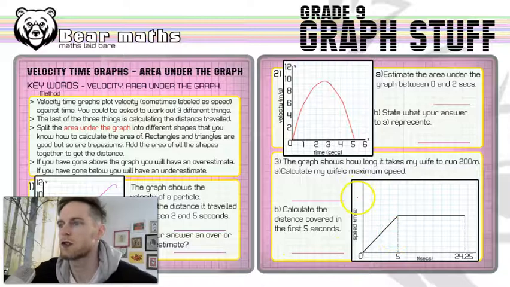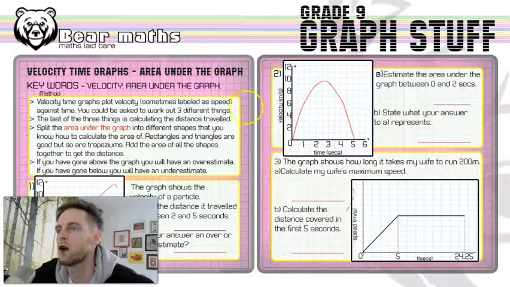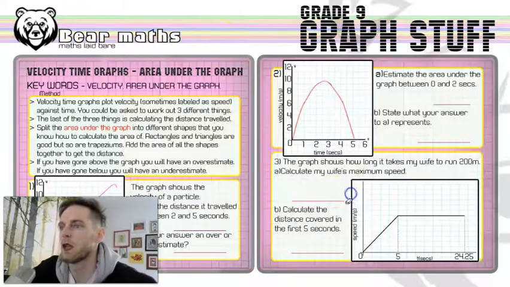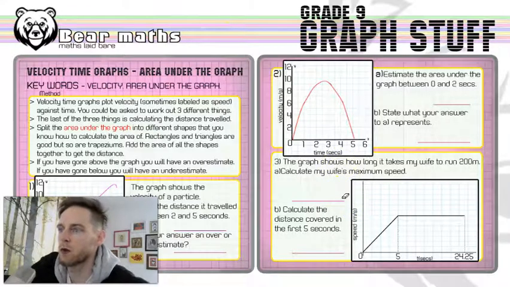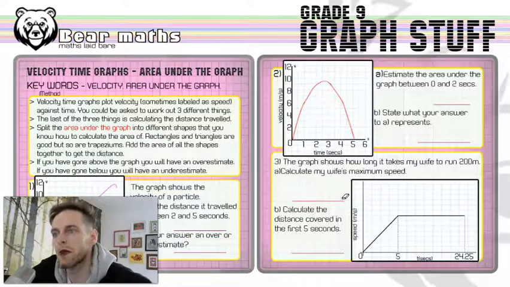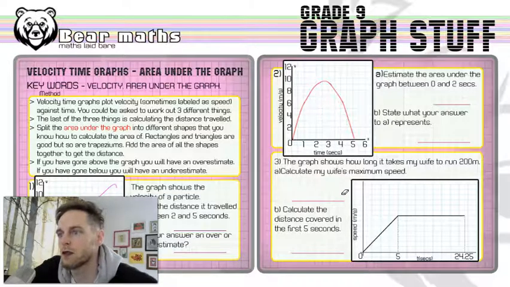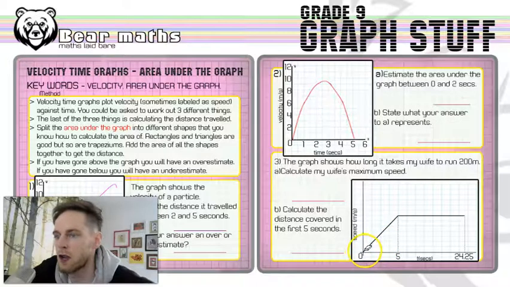Right, so this third question, the graph shows how long it takes my wife to run 200 meters. She's pretty quick, my wife. Got to calculate my wife's maximum speed. All right, so that's this point here on the graph. You can see that's the maximum speed, and then she just maintains that maximum speed until the end of the race. So this is what the graph's telling us. She starts off, she's accelerating the whole time until this point here, until 5 seconds in, and then bang, she's just running at that same maximum speed until the very end of the race.